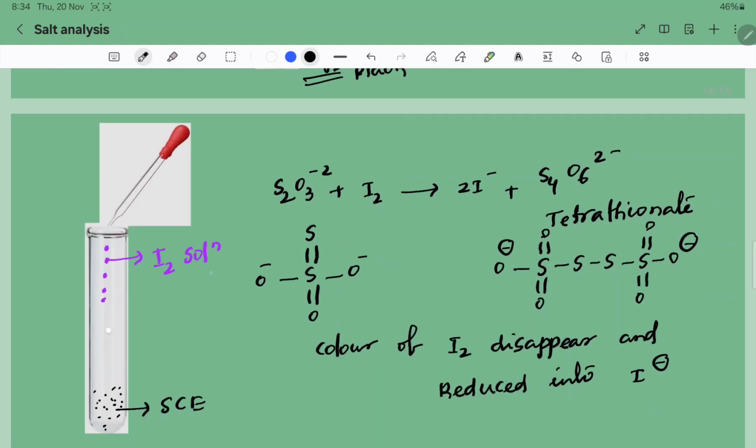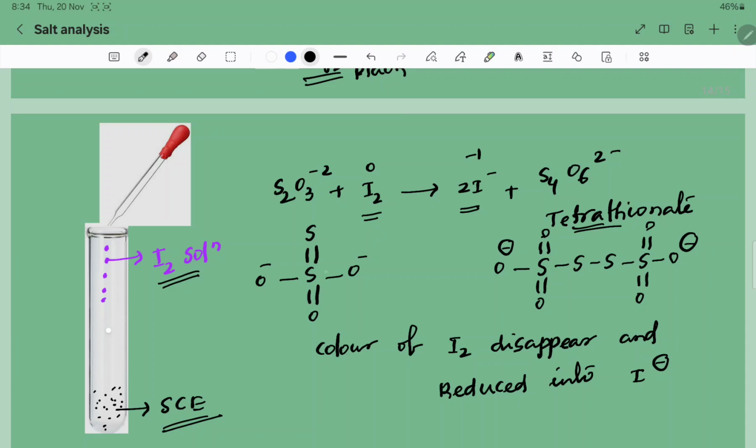One more test, student. You can take the sodium carbonate extract, add iodine solution, then it will be converted into tetrathionate. So this I2 will change into I minus. So 0 to minus 1, it is undergoing reduction. So I2 is a very good oxidizing agent.